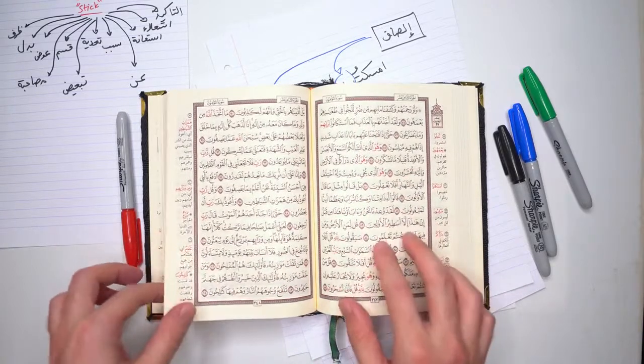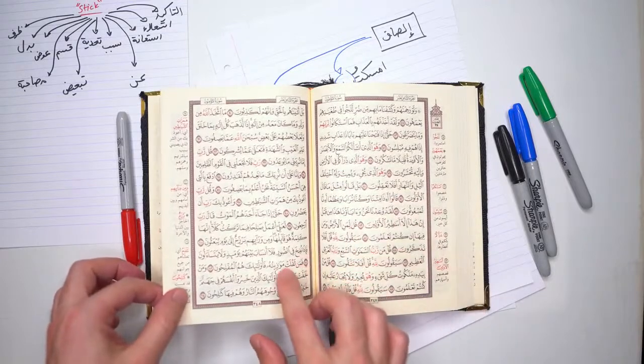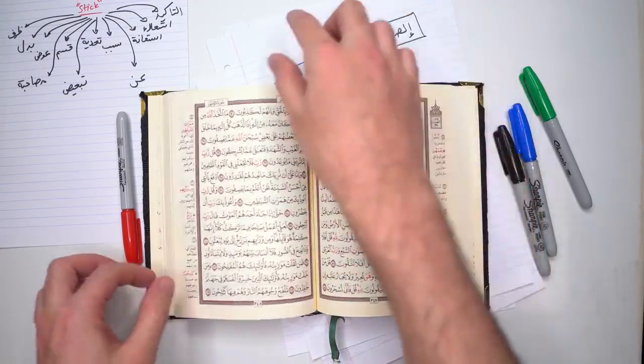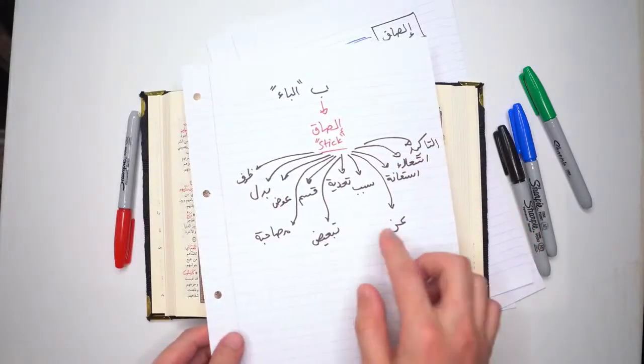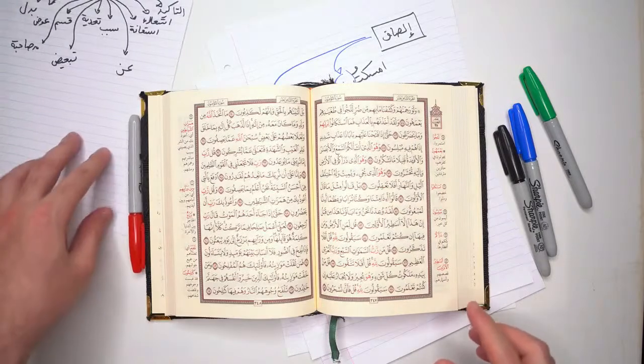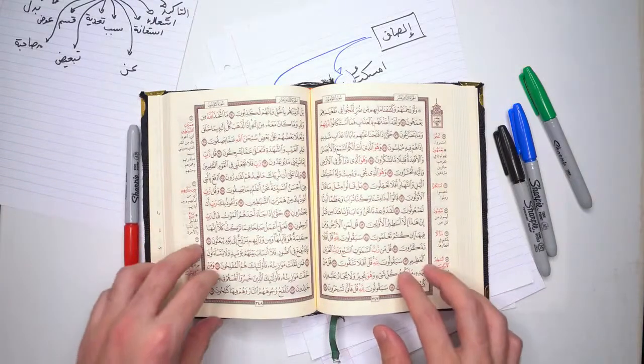We can look at this in more detail. I just want you to get the idea that wherever you see the ba in the Quran, it always has the core meaning, like I mentioned, ilsaq, sticking. And then all these other meanings can be found as well.